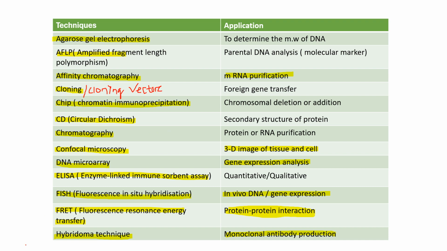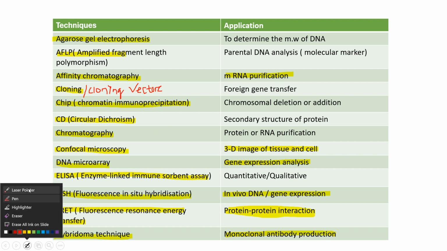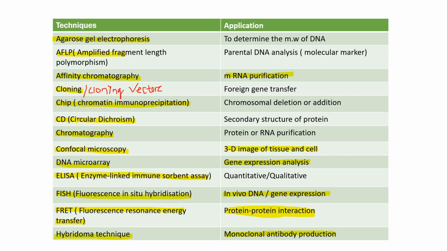Okay. Then CD, circular dichroism, for secondary structure of protein. Then chromatography for protein or RNA purification. Confocal microscopy for 3D image of tissue and cell. DNA microarray for gene expression analysis. ELISA, quantitative or qualitative, to identify infection, to analyze whether an infection is caused or not.